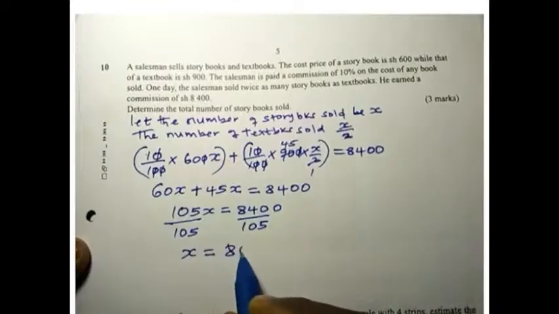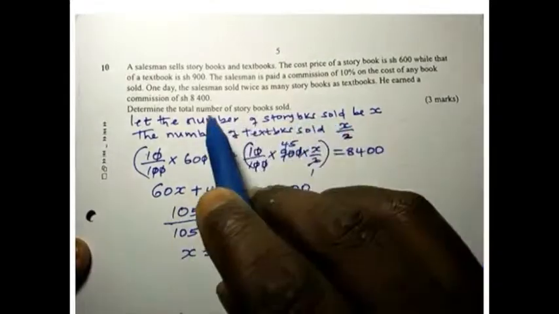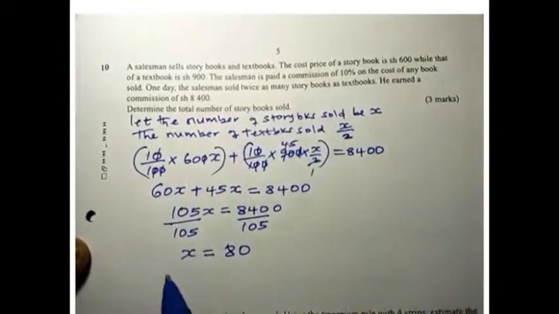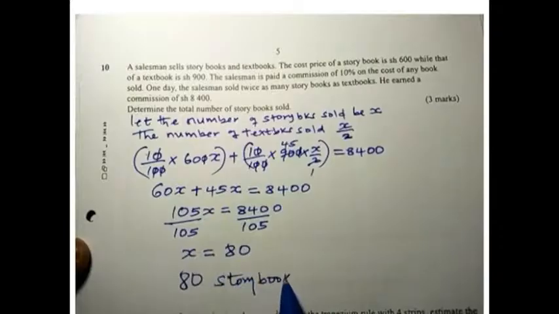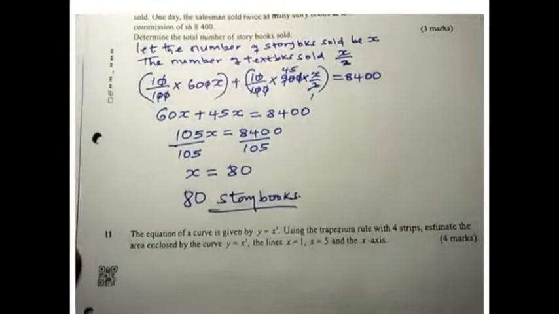But the X stands for storybooks, and the question asks you to find the number of storybooks sold. So they were 80 storybooks.